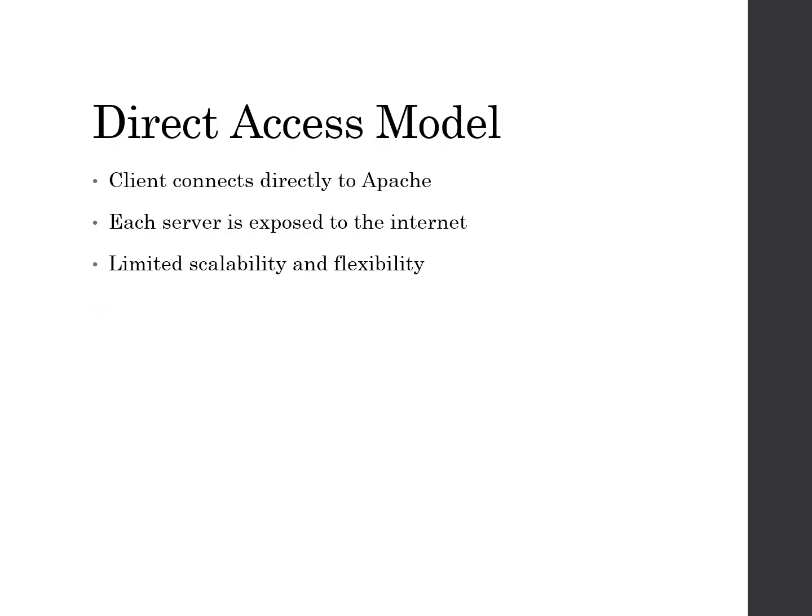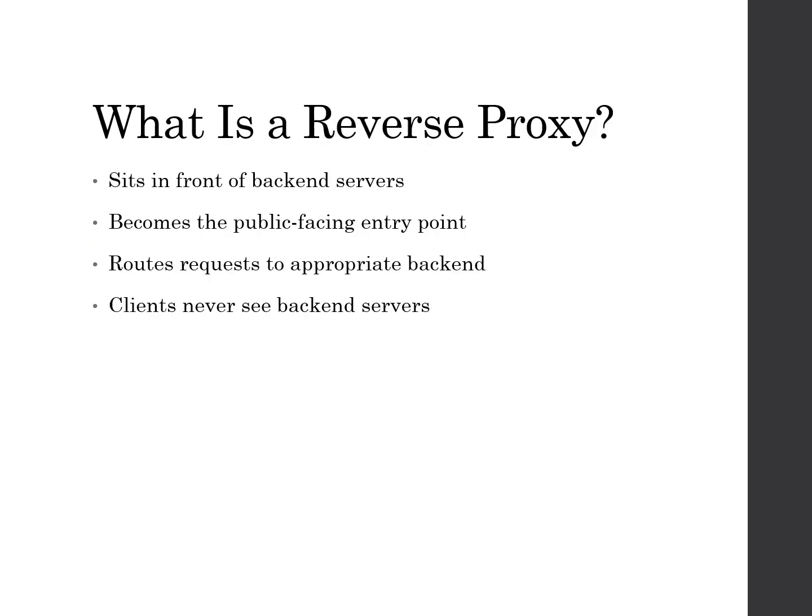Now, one of the first models that we learn and work with when we're working with web servers is the direct access model, which is what we've been doing so far. This is where a client connects directly to Apache web server. Now, this is fine, but there are benefits to adding reverse proxies and other services in front of your web server, which we'll talk about in a second. But in this model, each server is exposed to the internet and there's limited scalability and flexibility.